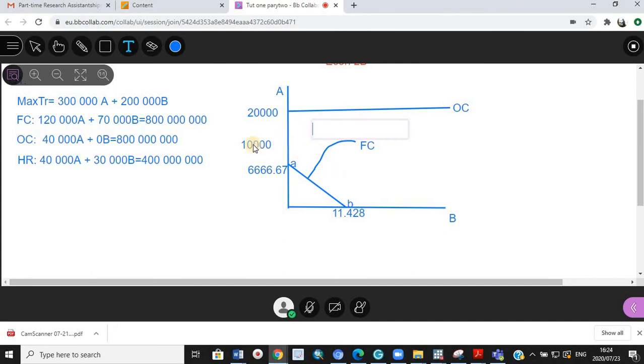If A is equal to 0, B is equal to what? 410,000 divided by 30,000 is going to be equal to 13,333. All right, so I'm going to assume that this is point B, this is point A, right?